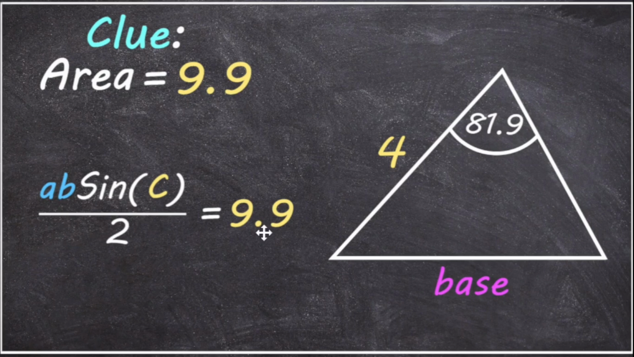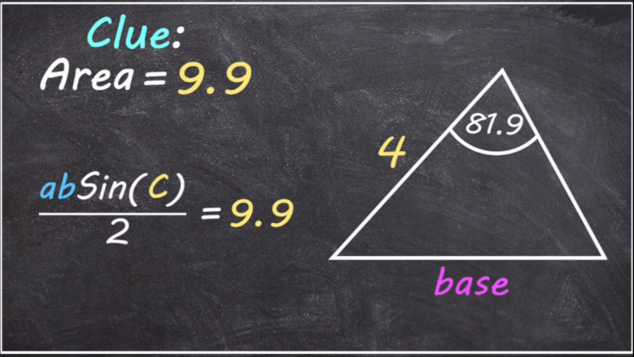Well, the angle is going to be easy because there's only one angle given, so c is going to be 81.9 degrees. And since in this formula, the a and b are represented by the edges either side of the given angle, then a and b must be the left and right edges of the triangle. It doesn't matter which edge is assigned a and which edge is assigned b. I'm going to assign the left hand side edge as a, so a must be equal to 4, and the right hand edge as b, which we don't have a value for yet.